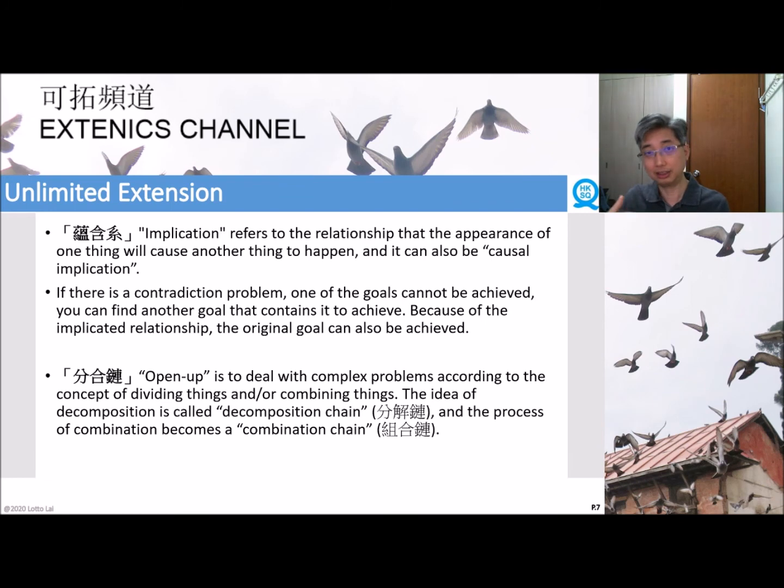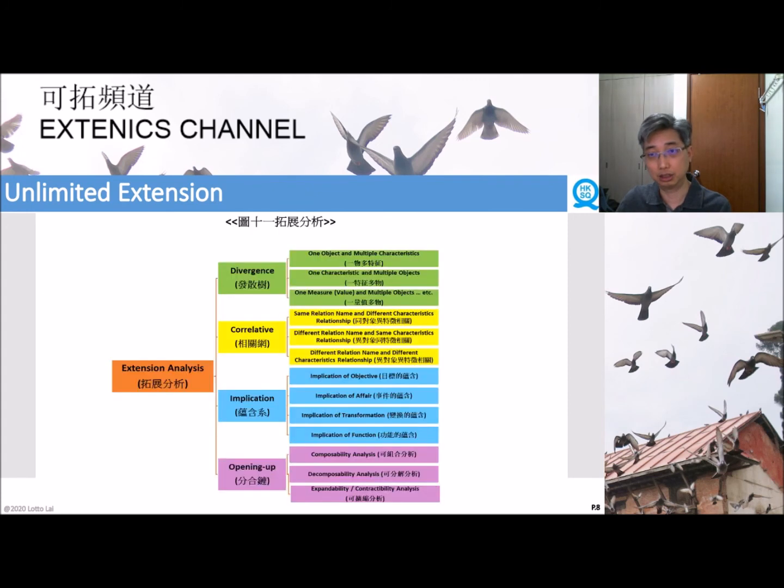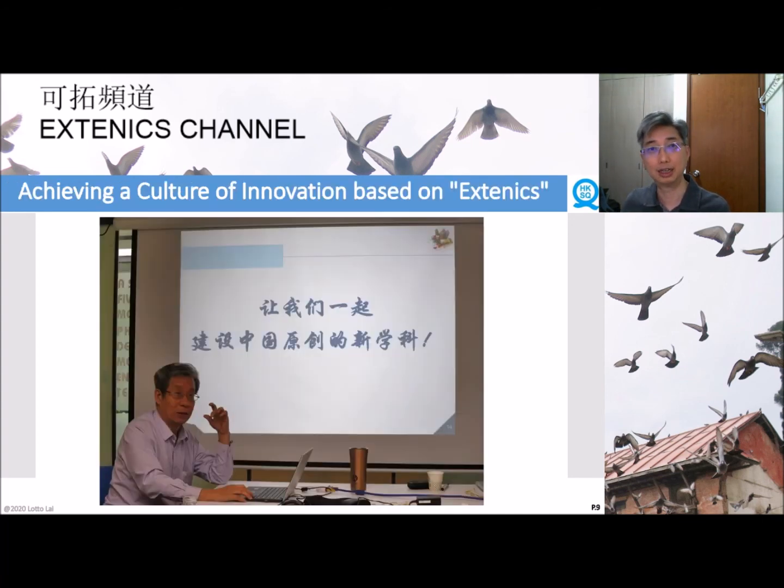So this is just a very brief introduction to the extension analysis. In later classes we will step by step introduce these four elements: extension analysis includes divergence, correlative, implication, and open up. We are separating the different possibilities here, and we'll introduce them one by one in later classes. So today I'm stopping here.